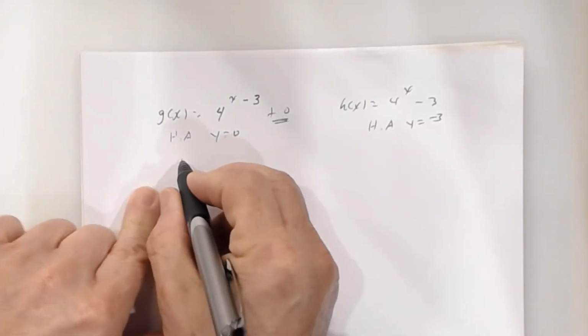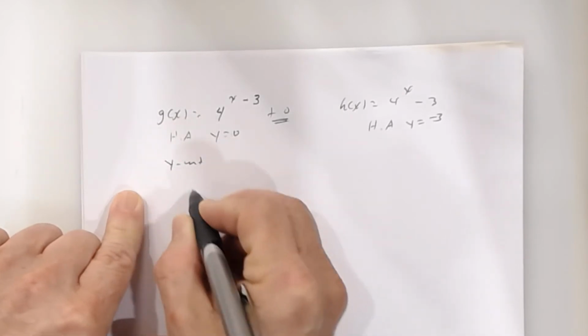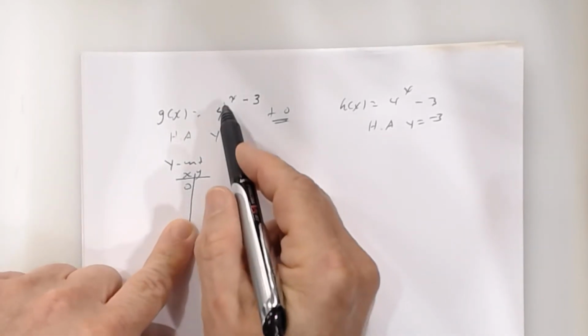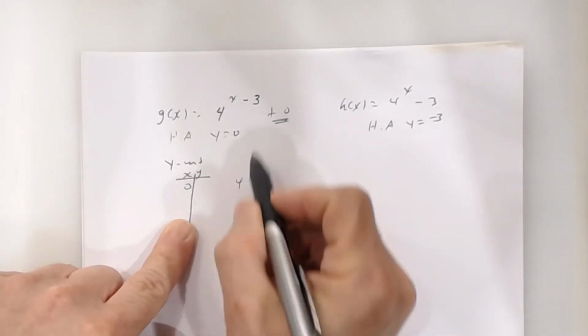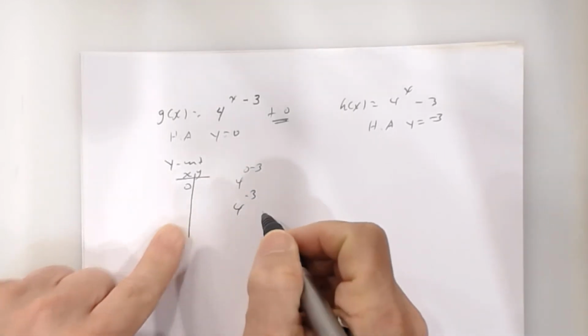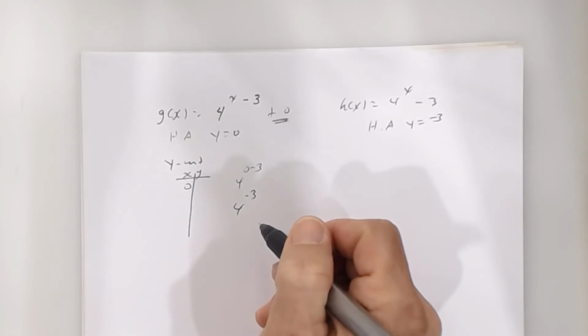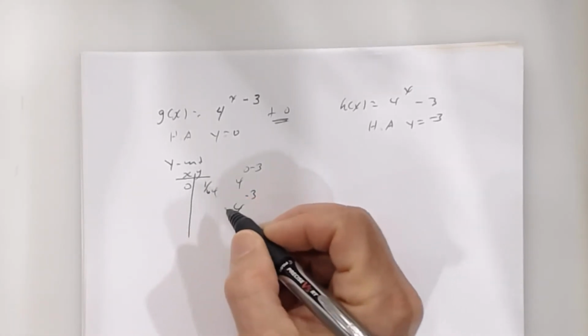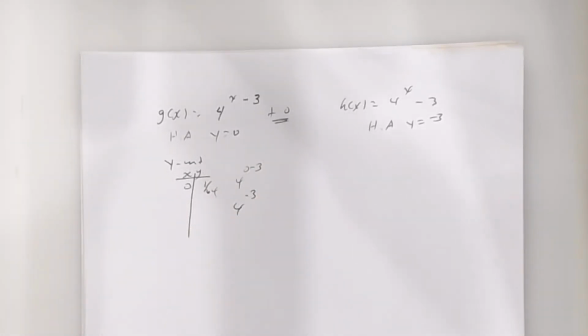What is the y-intercept? Okay. Let x be 0. So I get 4 to the 0 minus 3. What's 0 minus 3? So on your calculator, what's 4 to the negative third power? Or as a fraction, it is 1 divided by 64. So 0, 1 divided by 64.